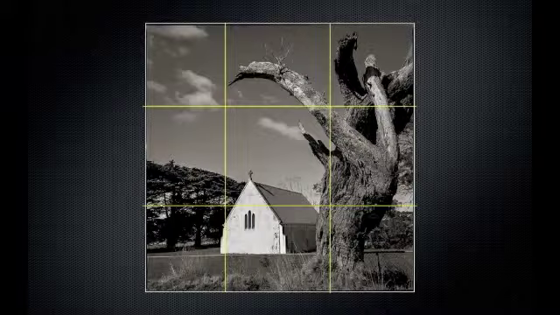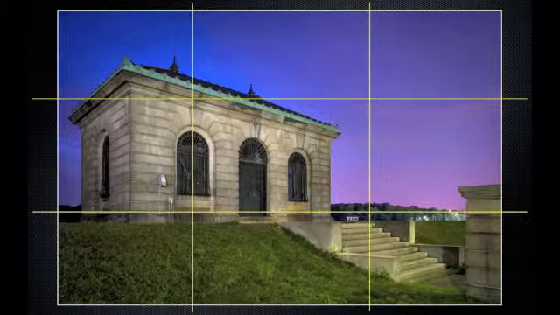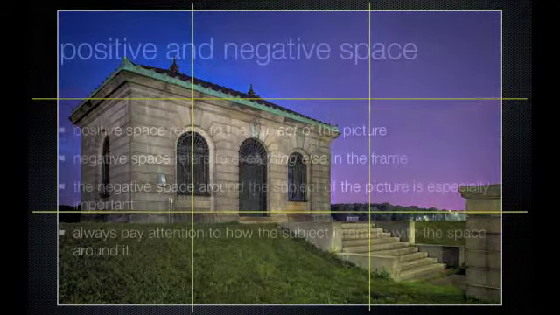And like I said, this is not math, but it is a general sense of how we think of using this guideline to organize the information in the frame. Same thing here, a very simple picture. Lines up almost perfectly. The horizon line is across the bottom third of the picture. The emphasis then is on the sky. Same thing here, low horizon line, strong building.